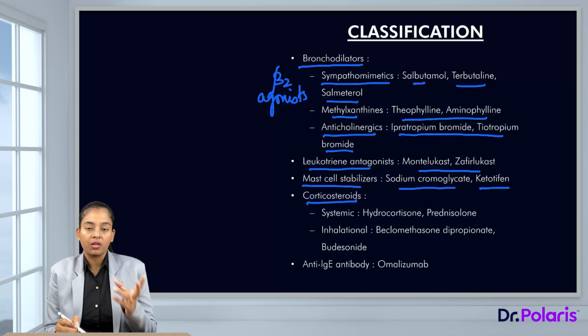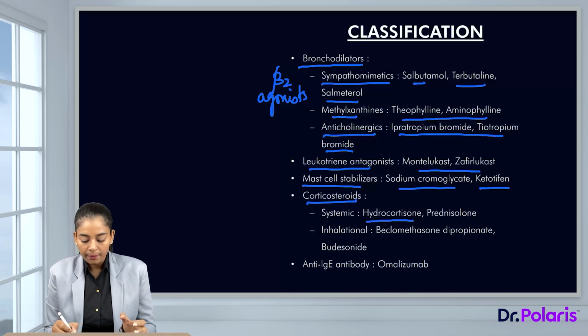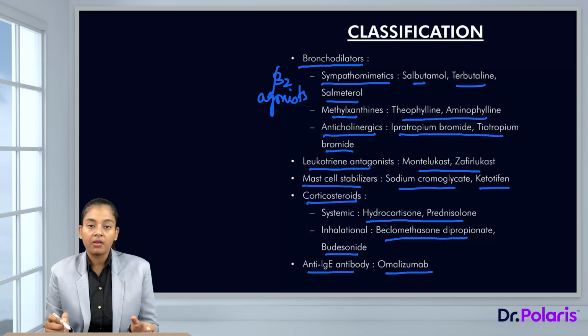Corticosteroids, which can be given via two routes, systemic route or inhalational route. Systemic route includes hydrocortisone, prednisolone. Inhalational route includes beclomethasone dipropionate and budesonide. The last one, anti-IgE antibody, which is omalizumab. Okay. So these are the drugs that are used in the management of asthma.